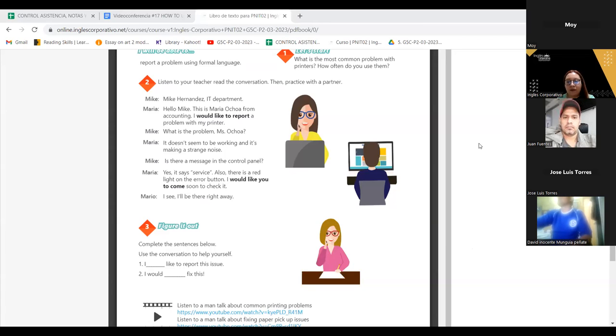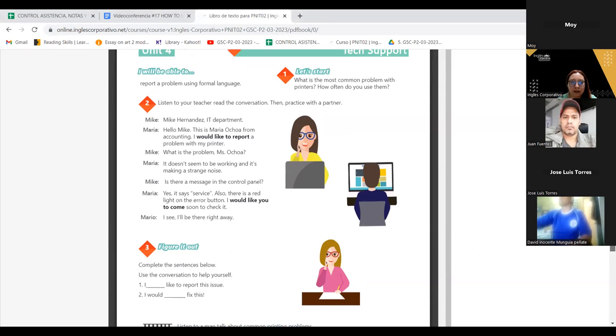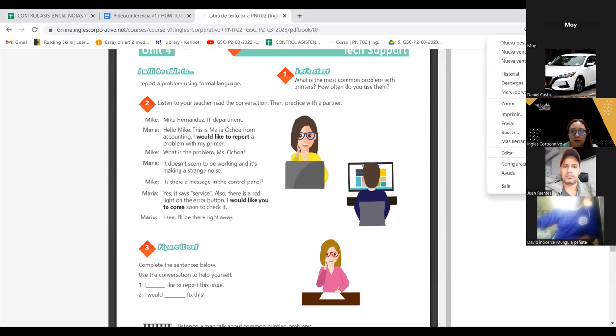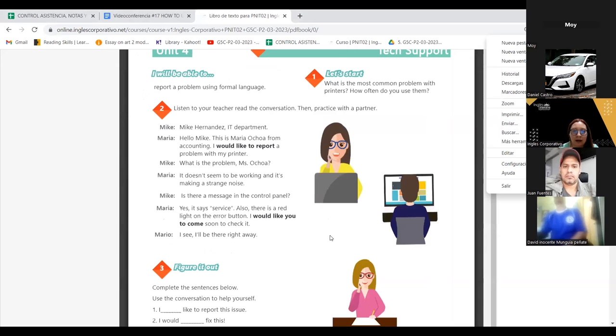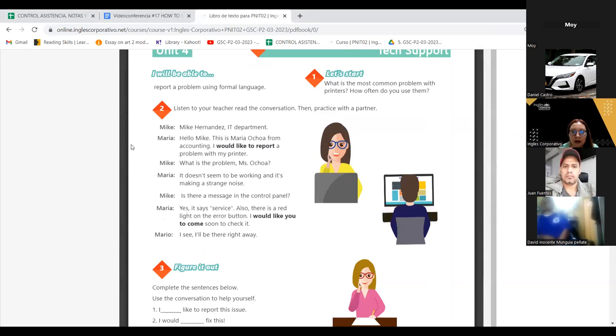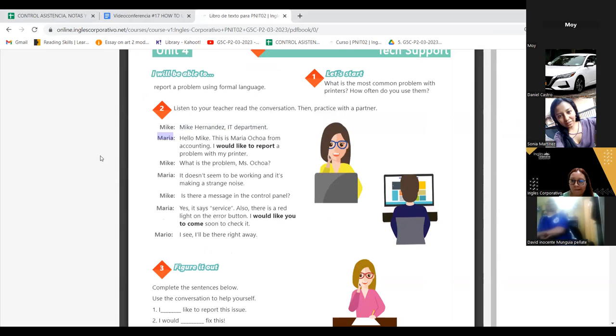Ok. So we have this conversation in here on page 42, right? And we have this conversation between Mike and Maria. Tenemos esta conversación entre Mike y Maria. So, ocupo dos voluntarios para leer, por favor. Una persona es Mike, la otra es Maria. Daniel, ¿nos ayuda leyendo Mike, por favor? Y ocupamos una persona más para Maria. Sonia Martínez, nos ayuda leyendo María, por favor.